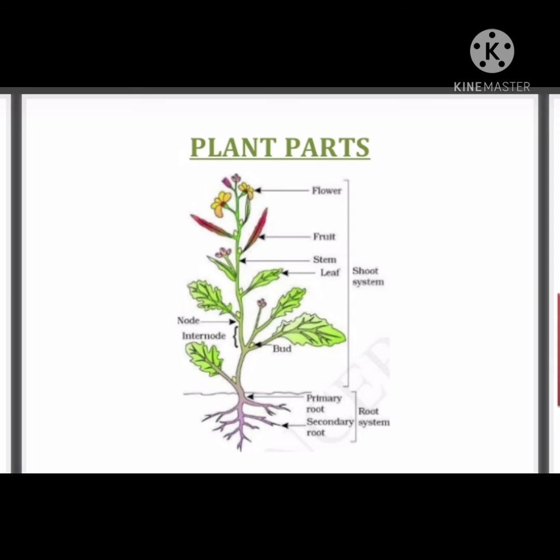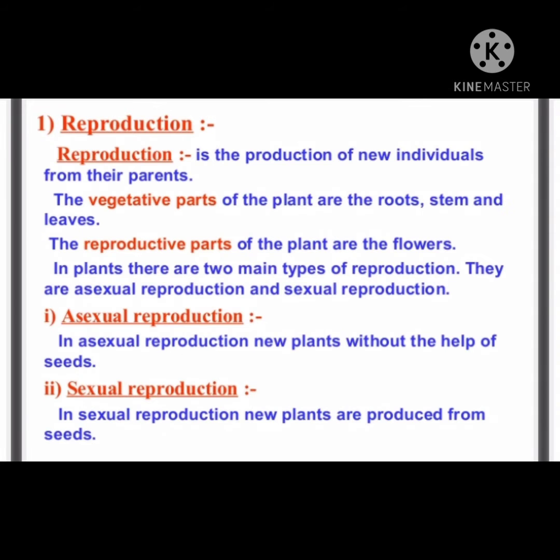Mainly, plants show two types of reproduction, like animals: sexual reproduction and asexual reproduction. In asexual reproduction, plants can give rise to new plants without seeds, whereas in sexual reproduction, the new plants are obtained from seeds. First of all, we can discuss the asexual reproduction methods.